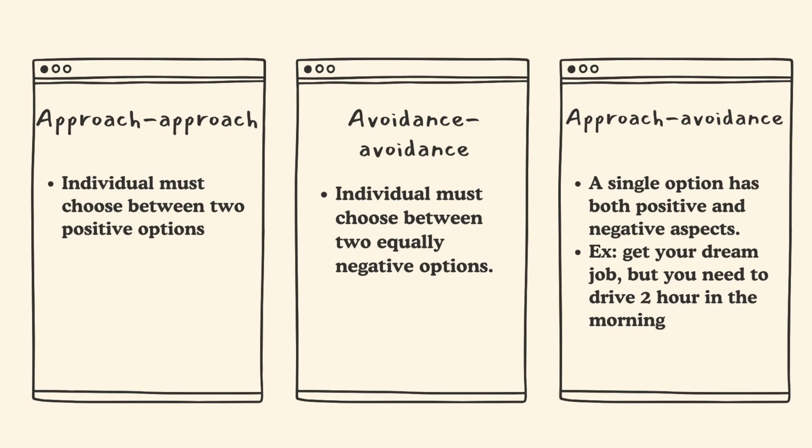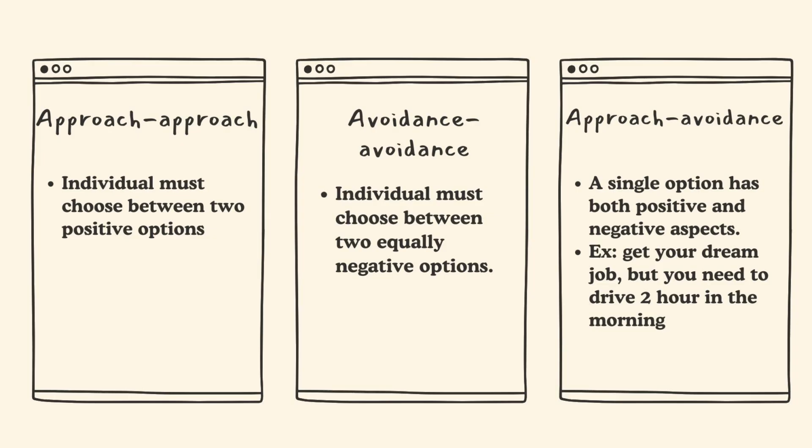The first one, approach, is when the individual must choose between two positive options. For example, you got two job offers, you need to decide which one you are going to take in the future. Avoidance is when the individual must choose between two equally negative options. For example, you stay home, you need to choose between doing your housework or doing your homework. Approach-avoidance is when a single option has both positive and negative aspects. For example, you get a dream job, that is the approach, but you need to drive 2 hours in the morning to go to work.